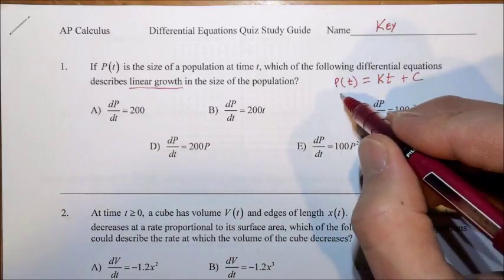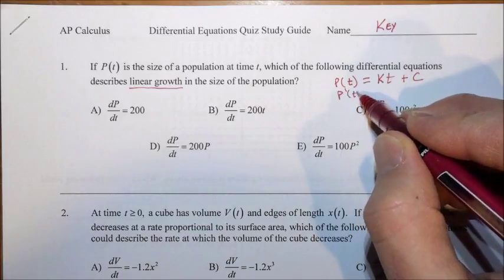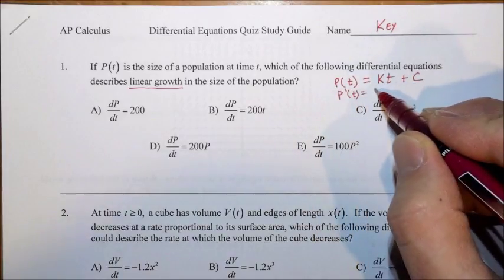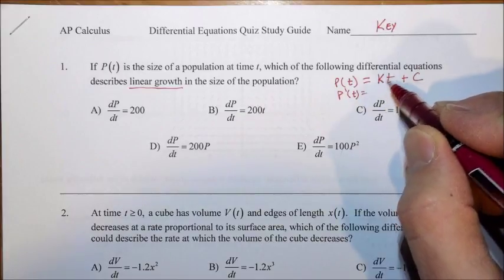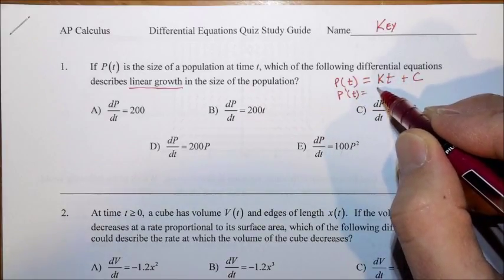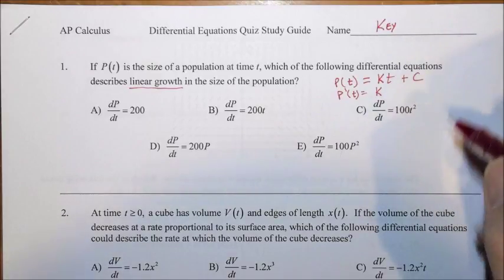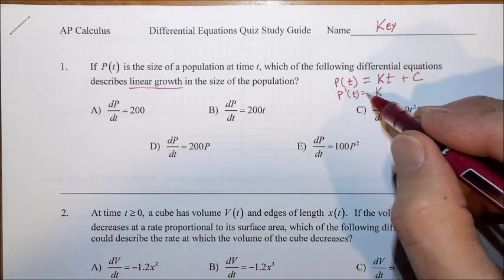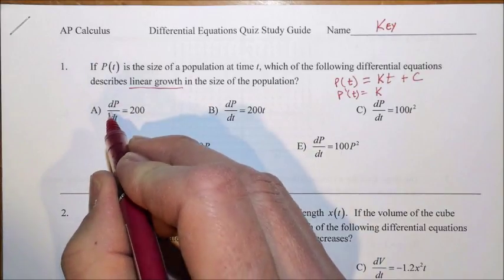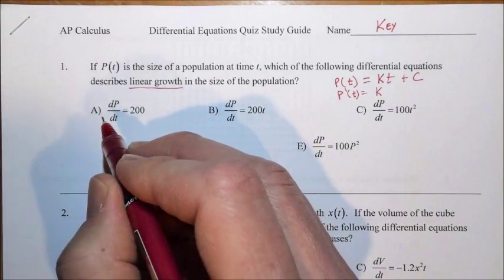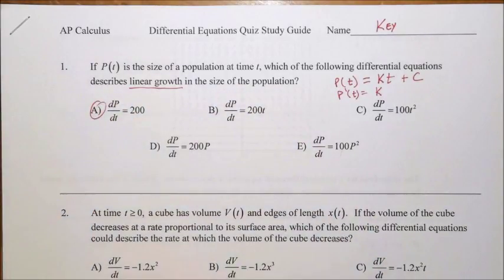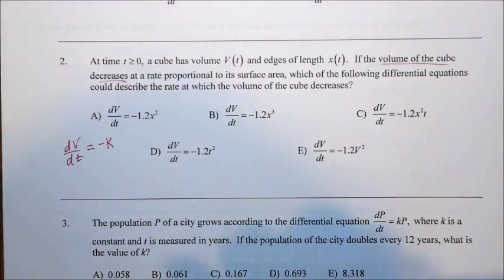Now what would the derivative of that be? P prime: the derivative of kt, t is our independent variable, so it derives to 1, k is the coefficient, so it stays, and c drops to 0. So we're basically looking for a derivative which is equal to a number. And option A is the derivative which is equal to a number. There's our answer. Okay, question number 2.